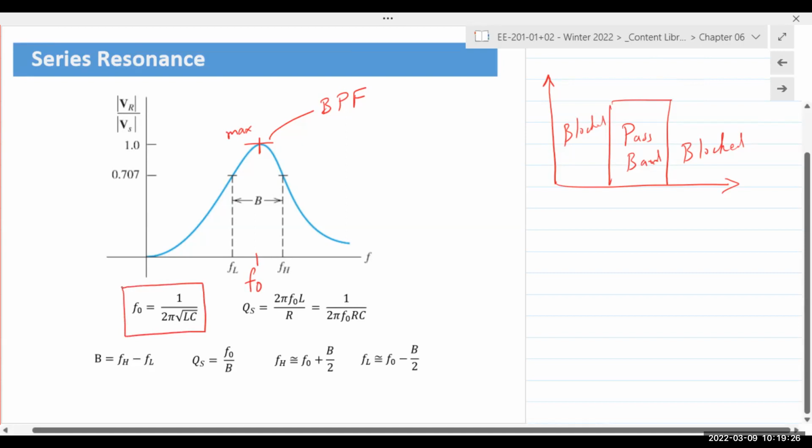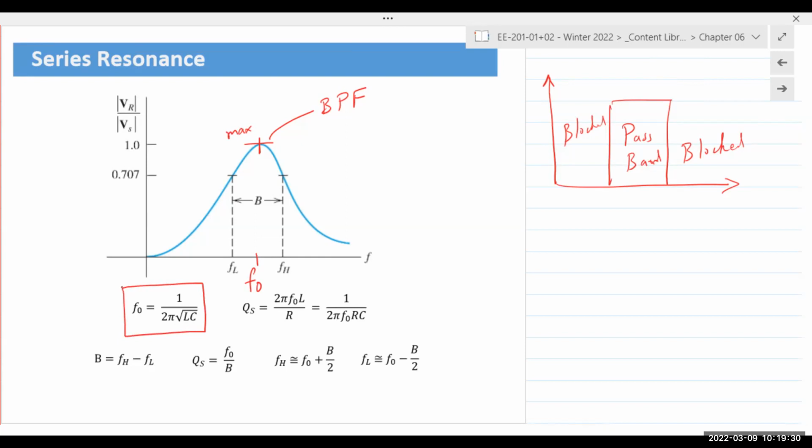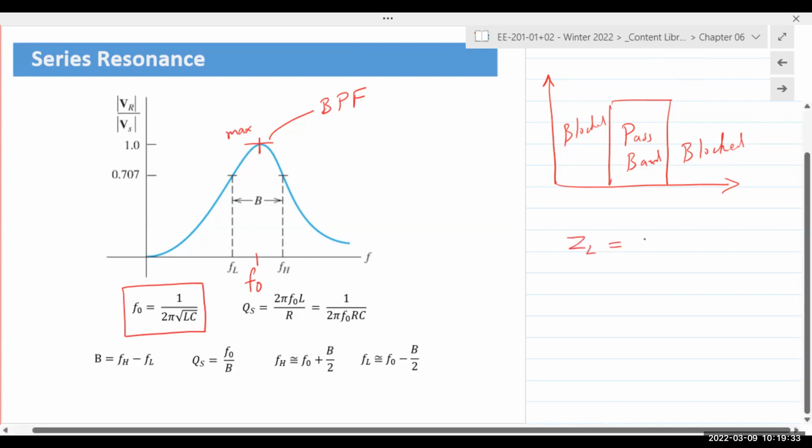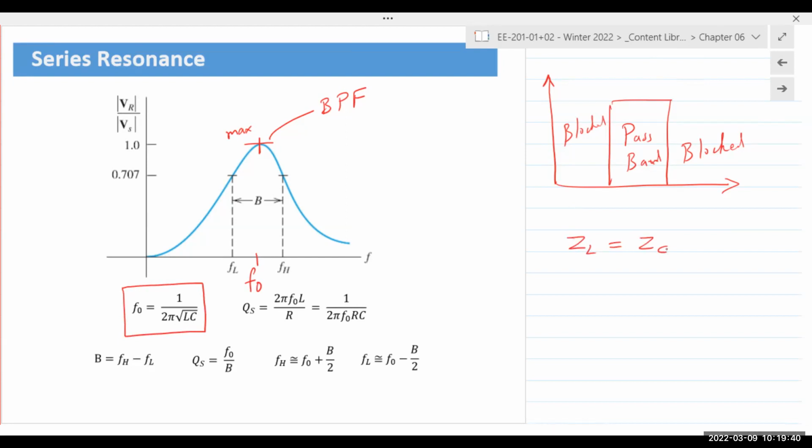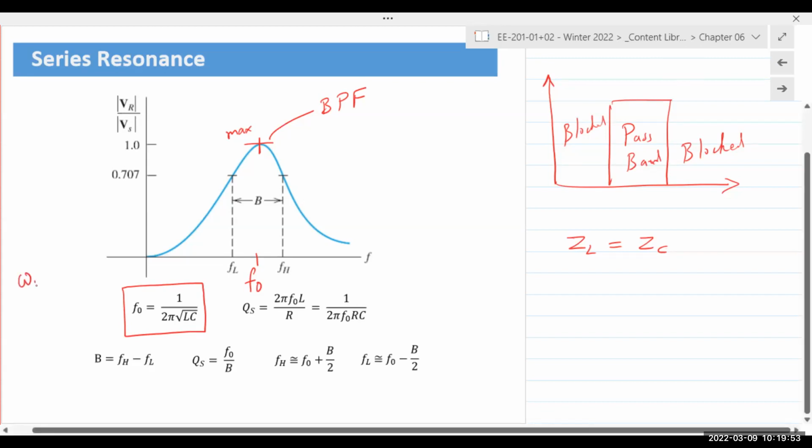F0 is 1 over 2 pi root of LC. It comes from the mathematical derivation where you put ZL equal to ZC. So you get j omega L, or j 2 pi fL, equals 1 over j 2 pi fC. F is set at the resonant frequency, and you can get an equation for F0. In terms of omega, omega 0 is simply 1 over root of LC.